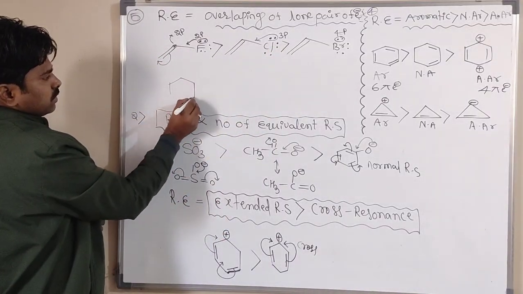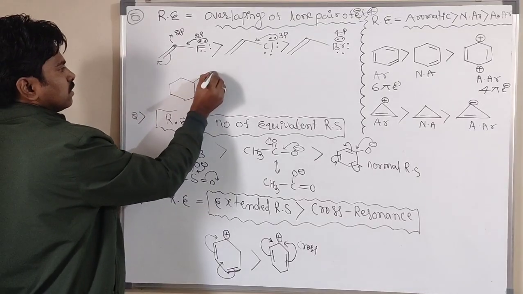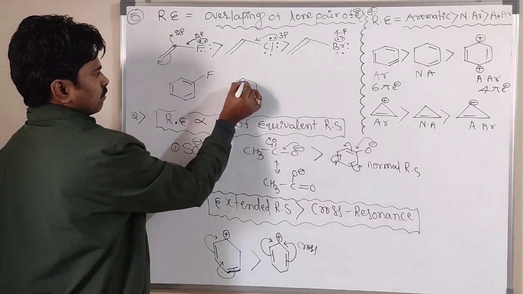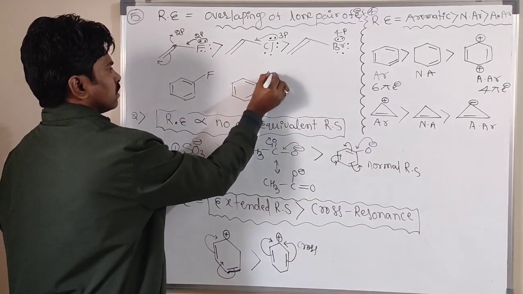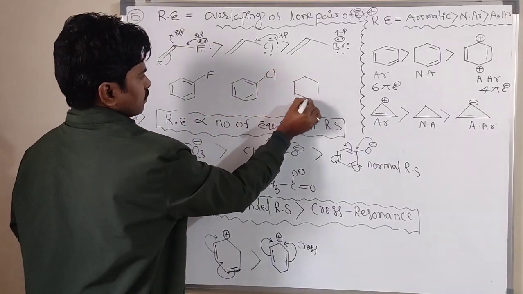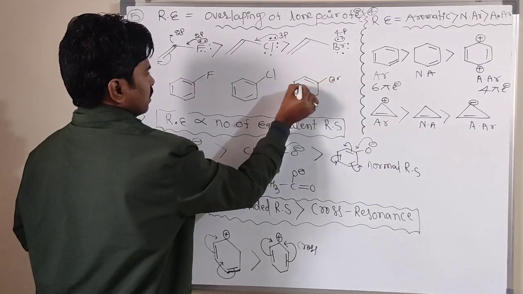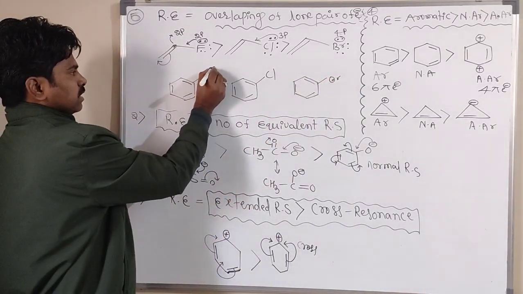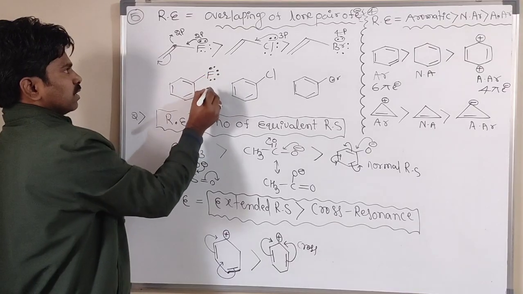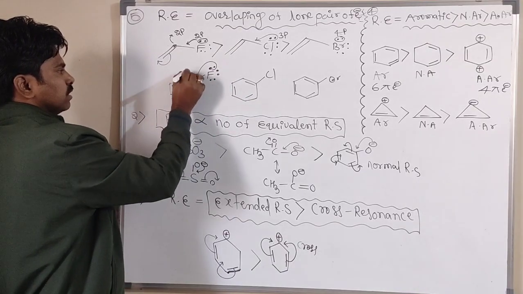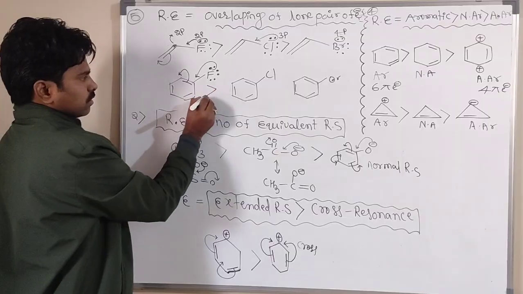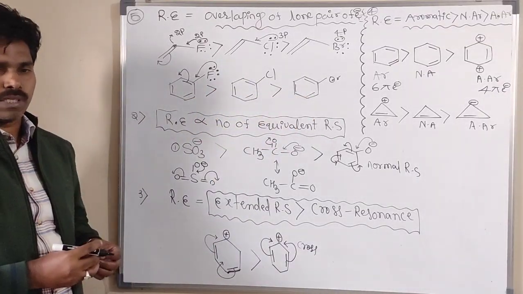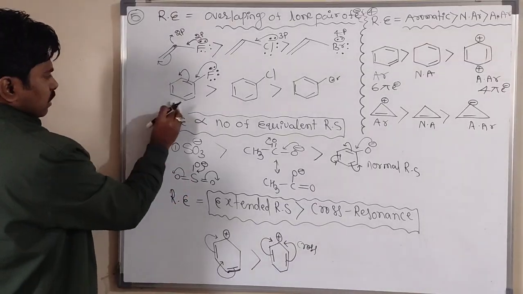I will give another question. Maybe in the question paper: which has the highest resonance energy? Resonance energy is directly proportional to overlapping of lone pair of electrons. So that is easily possible in fluorine first, then second, then third. Understood? Right. Next, topic number 6.